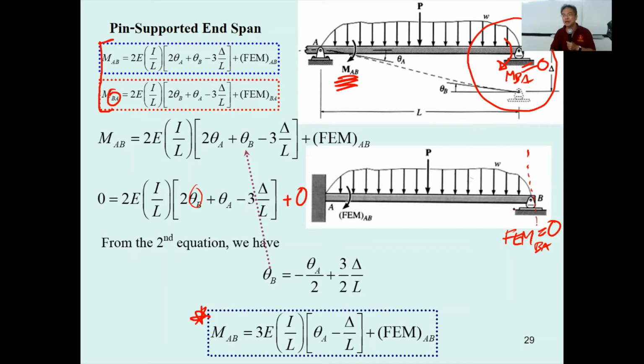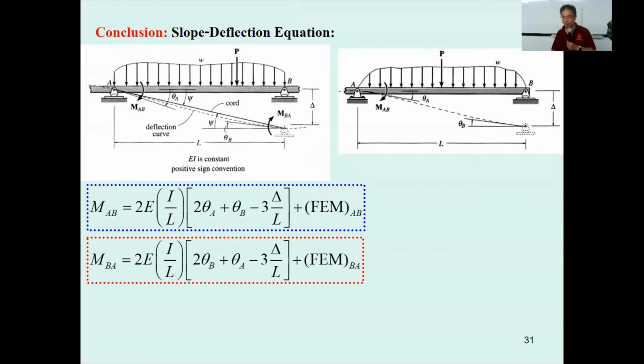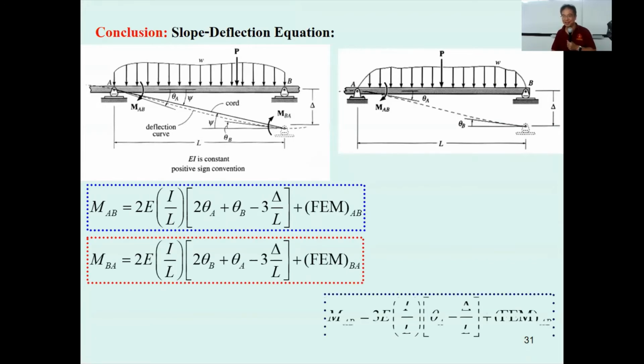The problem is you will not have a chance to know the slope theta sub B if you use this equation, but there is an indirect way to compute theta sub B later. This is important to know. Just come to our conclusion: that is the general form of the slope deflection equation, and this is a special one. I will work on a problem, the writing problem, by using this general form first.